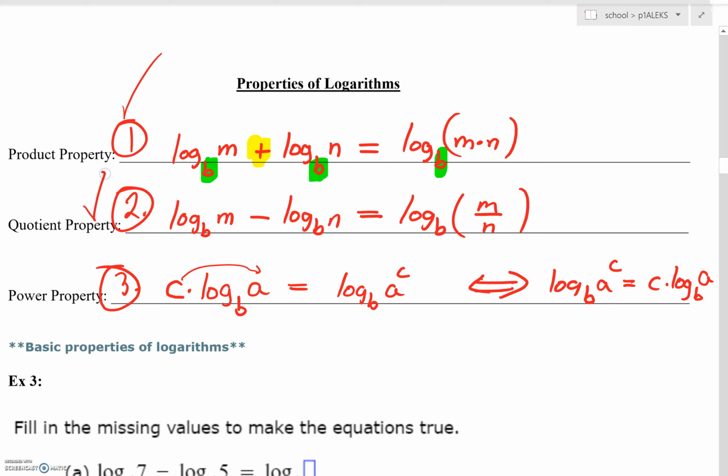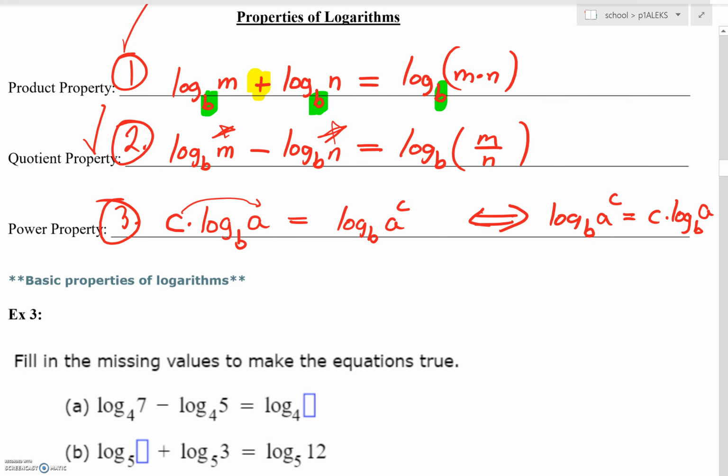Look at property number 2. If we had the log base b of m minus the log base b of n, that would equal the log base b of m divided by n. A subtraction always is going to allow us to combine the 2 logs and divide the arguments. The arguments are the inside parts, so I'm putting stars by them.